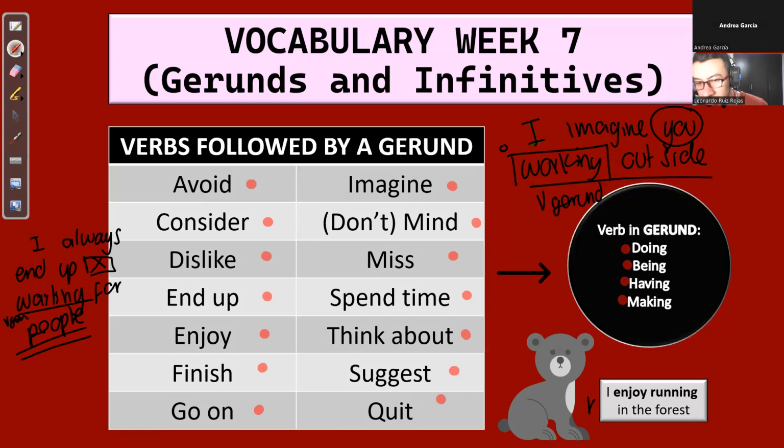Could you please read the example over here, Andre? I enjoy running in the forest. I enjoy running in the forest, right? So easy: enjoy and then the verb in the gerund form. Teacher, an example with think about? Of course.